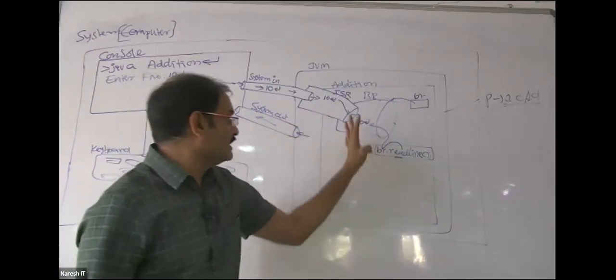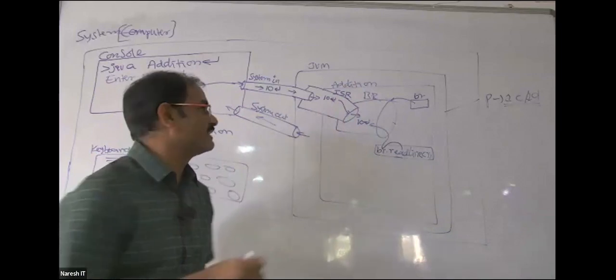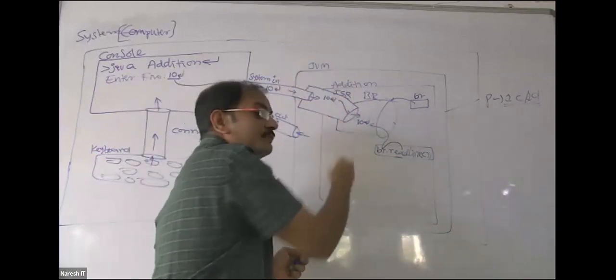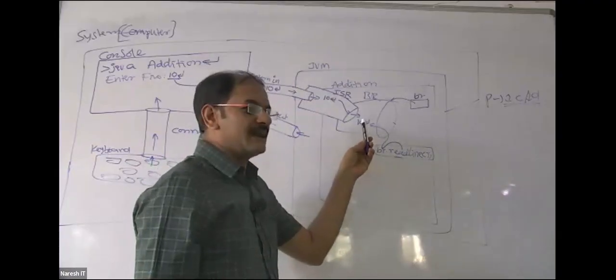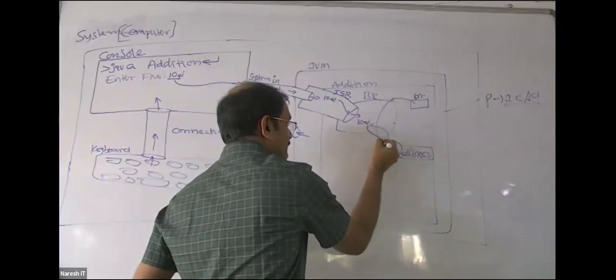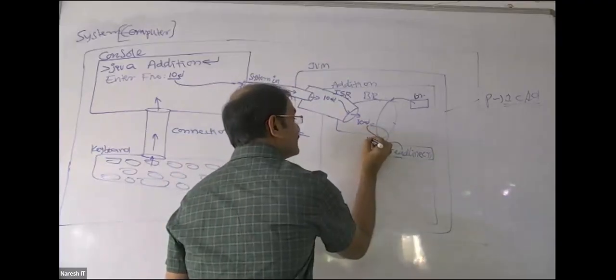Then does the readLine method read the entire data at a time? No. It reads character by character: first character, second character, third character, fourth character, fifth character. How long? Until a newline is found, until the enter key character is found. Yes, the enter key character is found. Then it returns the data. What is it returning? 10, and the enter key also.